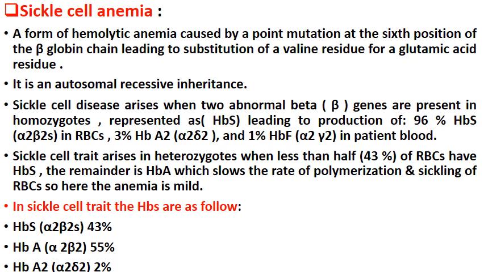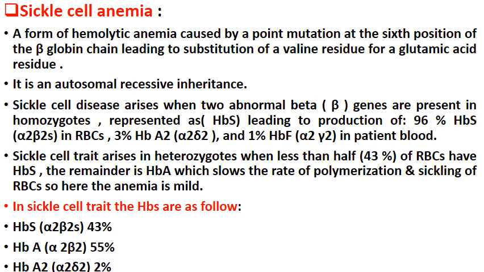Sickle cell anemia is a form of hemolytic anemia caused by a point mutation at the 6th position of the beta globin chain, which leads to substitution of valine for glutamic acid residue. It is inherited by autosomal recessive inheritance.